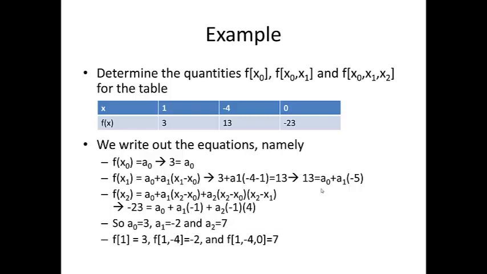And f of x2, we can again solve by writing out the long form, plugging in the a0s and the x sub i's that we know, and at the end of the day we get a0 is 3, a1 is minus 2, and a2 is 7. So here are our divided differences.